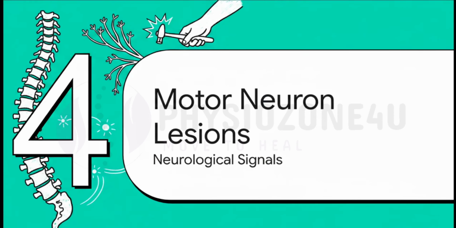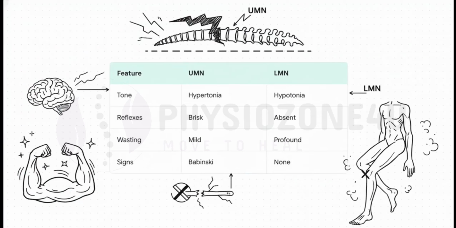Moving to Section 4, Motor Neuron Lesions Explained. Okay, let's dive into how clinical professionals actually determine if your central spinal cord or your peripheral nerves are under attack just by looking at your muscle reflexes. Think of the spine as having an anatomical border right around the L1, L2 vertebrae. A lesion above this point affects the spinal cord itself. This is an upper motor neuron injury.